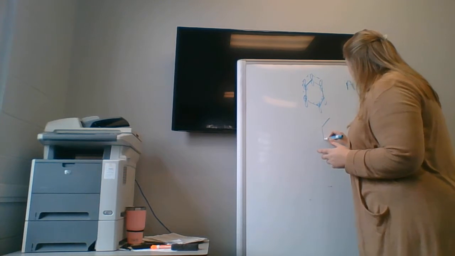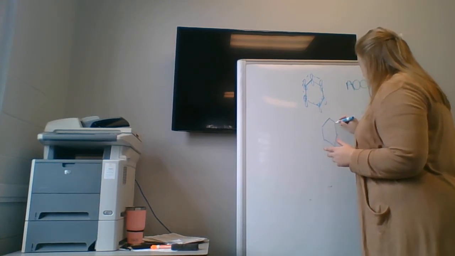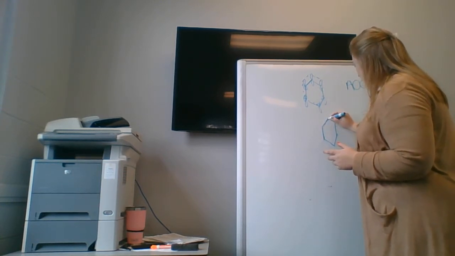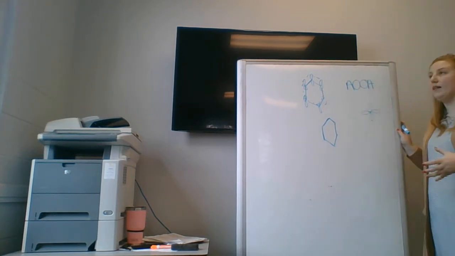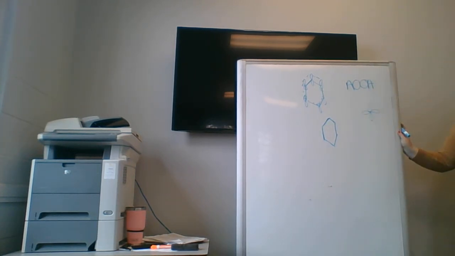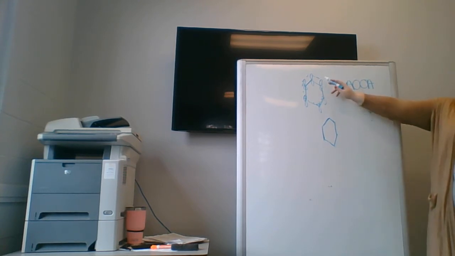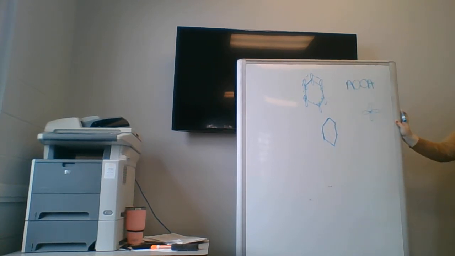So pi electrons are found in double bonds, right? Double bonds. So if we just have single bonds, we only have sigma bonds. So only sigma electrons. So you would have to have a double bond present for the p orbitals to be interacting.